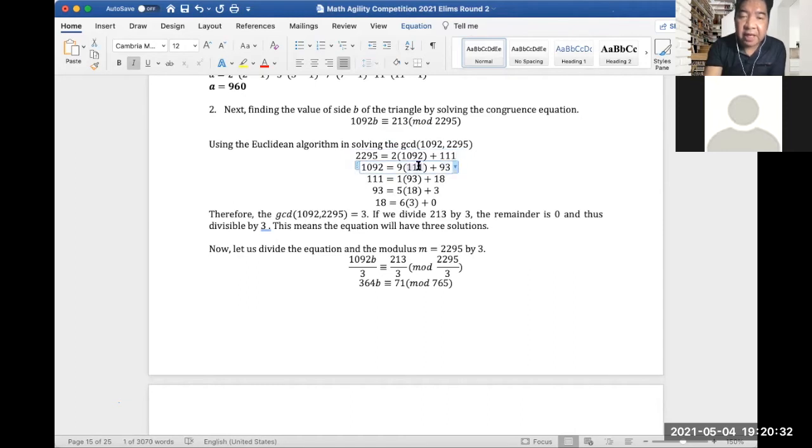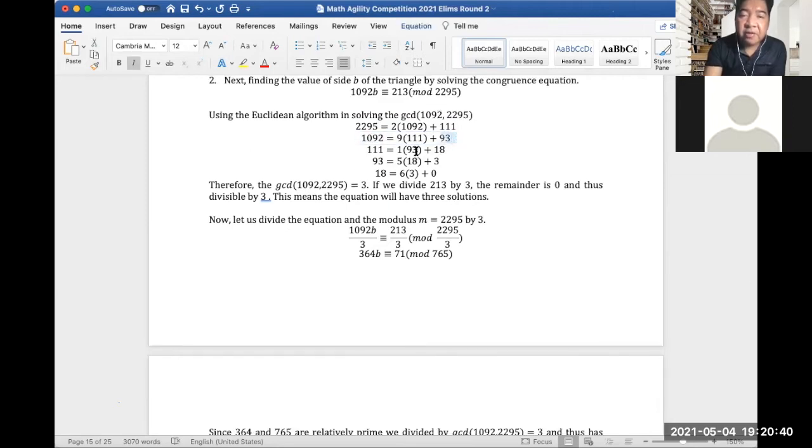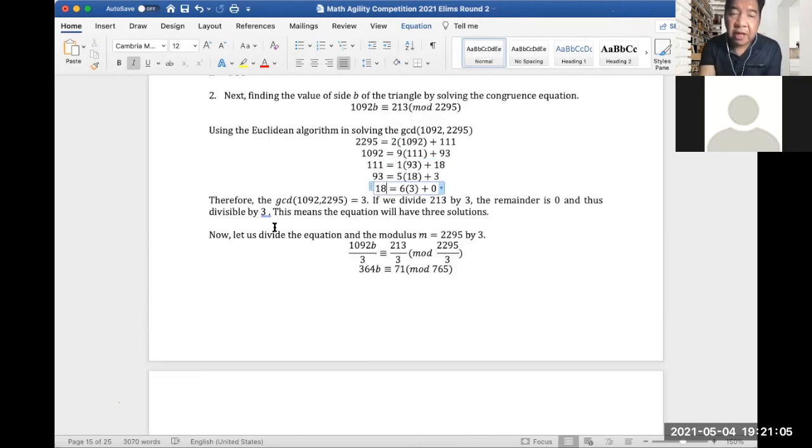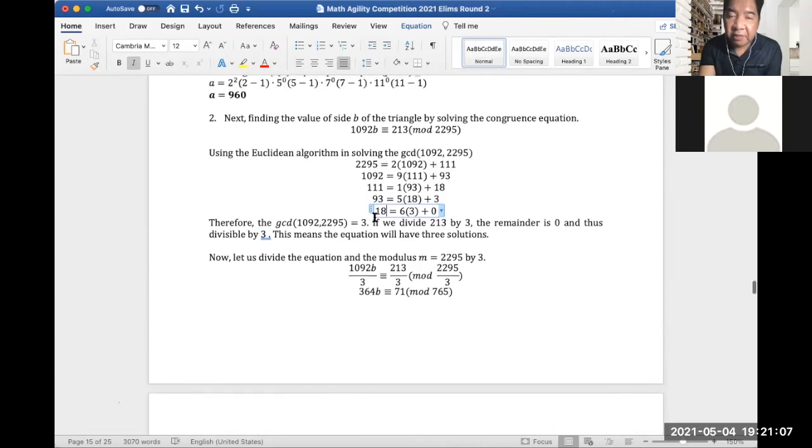So we found out that 9 times 111 plus 93 would be equal to 1092. Again, 93 would be used on the third equation, and we found out that 1 times 93 plus 18 is equal to 111. Again, for 93, 5 times 18 plus 3 would give us 93. And then last is 18 equals 6 times 3 plus 0. So there's no remainder, right? Therefore, the GCD of 1092 and 2295 is equal to 3.